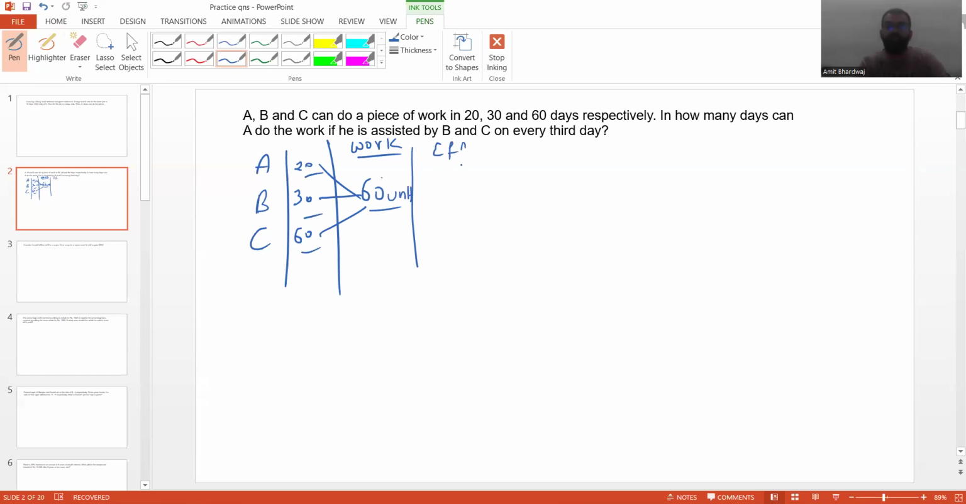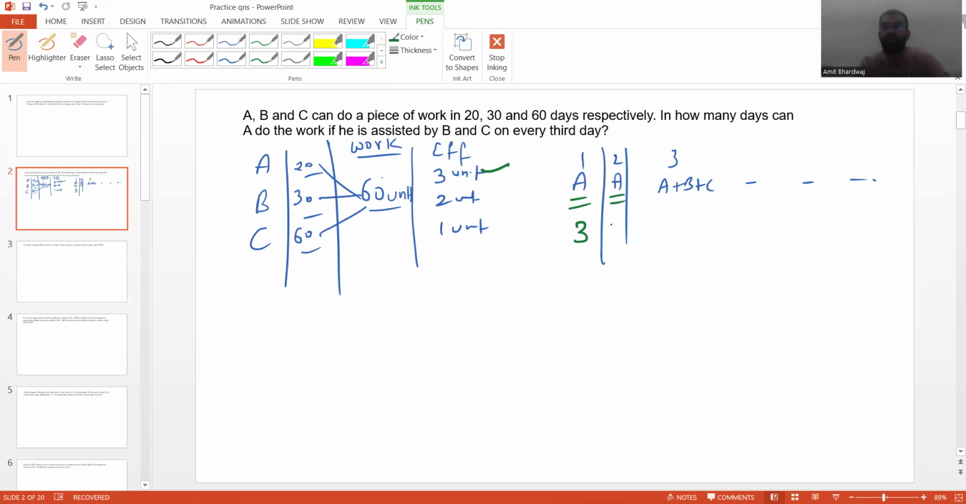So 1 day work will be 3 units of A, 2 units of B, and 1 unit of C, right? The question is, in how many days A can do the work if he is assisted by B and C on every third day. So first day A, second day also A, third day A plus B plus C, and this will repeat, right? So in how many days will the work be completed? You will see that in 1 day A can do 3 units of work. Again, second day A will come, 3 units.